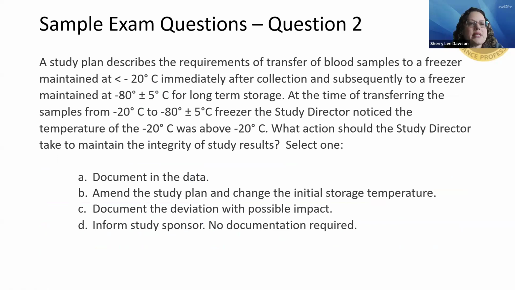All right. A study plan describes the requirement of transfer of blood samples to a freezer maintained at less than -20 Celsius immediately after collection and subsequently to a freezer maintained at -80 ± 5 for long-term storage. At the time of transferring the samples from -20 to -80 freezer, the study director noticed the temperature of the -20 was above -20. What action should the study director take to maintain the integrity of the study results? Select one.